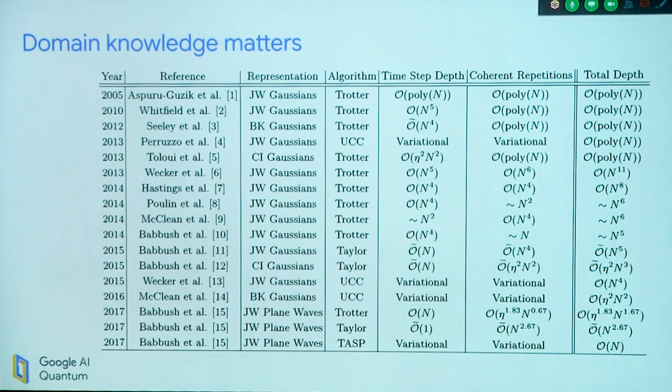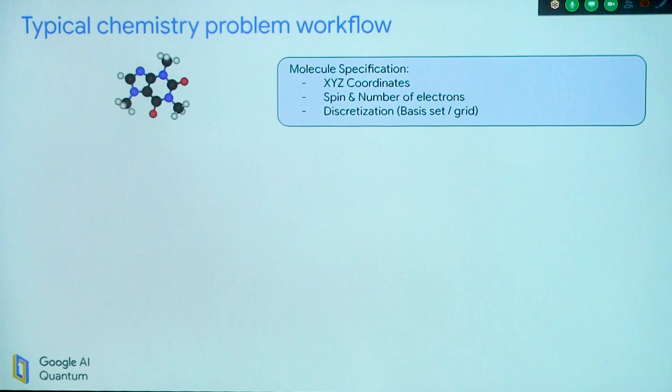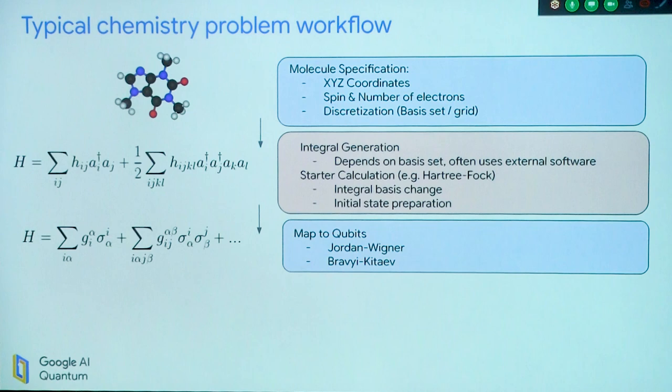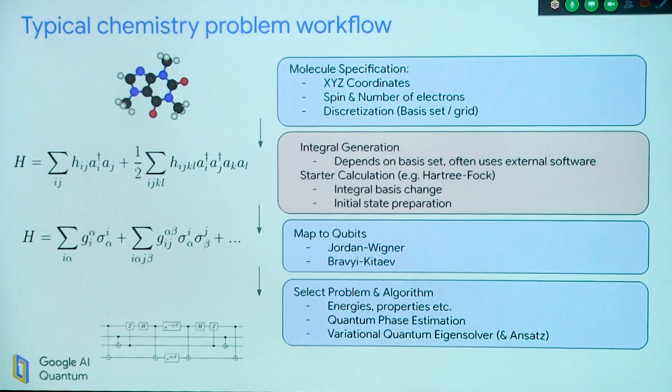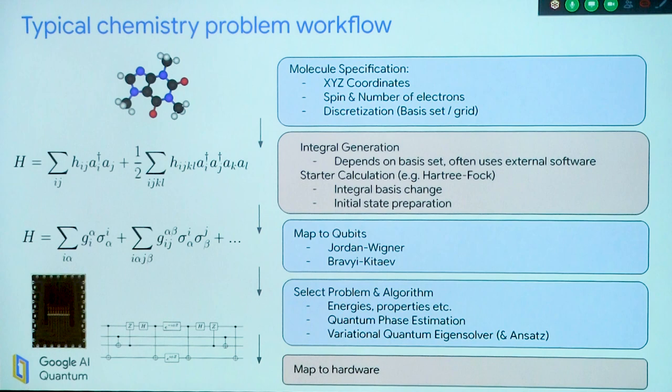And so it looks like it's very hard to get into this field. And if you say, what's a typical chemistry problem workflow? You have to specify a molecule that includes its XYZ, spin, discretization. The integral generation, which defines the problem itself, requires knowledge of basis sets, these esoteric software packages. And eventually, you map to qubits, you choose an algorithm, and you have some kind of mapping to hardware. And so you have some people in the room that, for example, are algorithms experts that are saying, oh, these last few parts, that's very easy. I'll tack onto that. A quantum chemist would say, oh, this is my bread and butter. I could do it in my sleep. But linking from top to bottom can often be quite challenging.